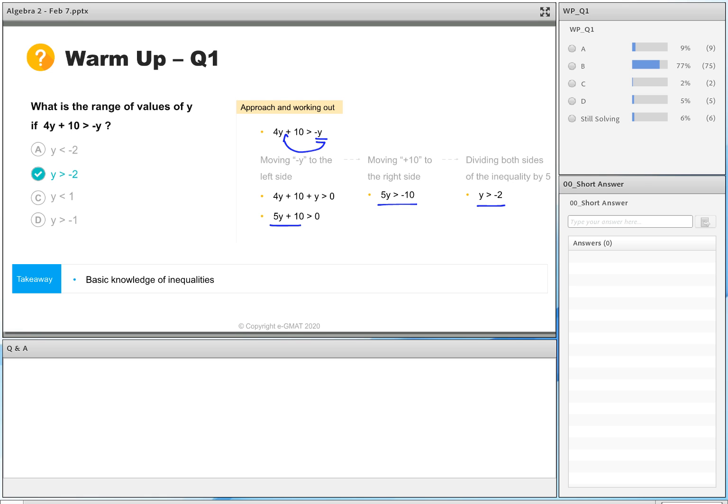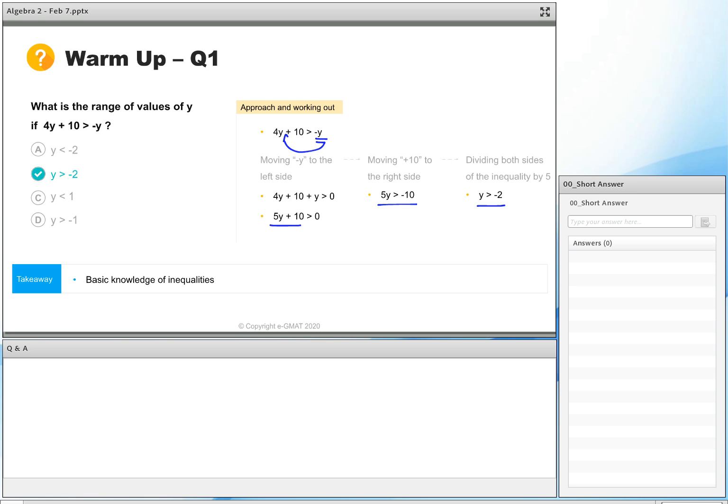Now, very, very easy question. It just requires basic knowledge of inequalities, that we need to move the like terms on one side, the other terms to the other side of the inequality. Answer for this question is choice B, which 77% of you got correct. All right, let's move ahead with question number 2.